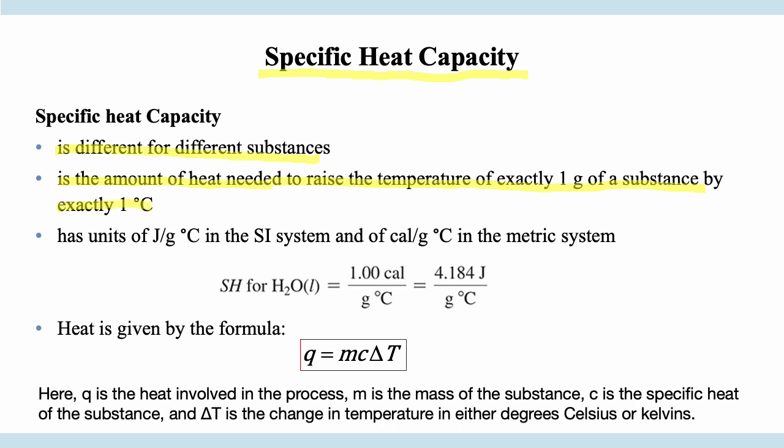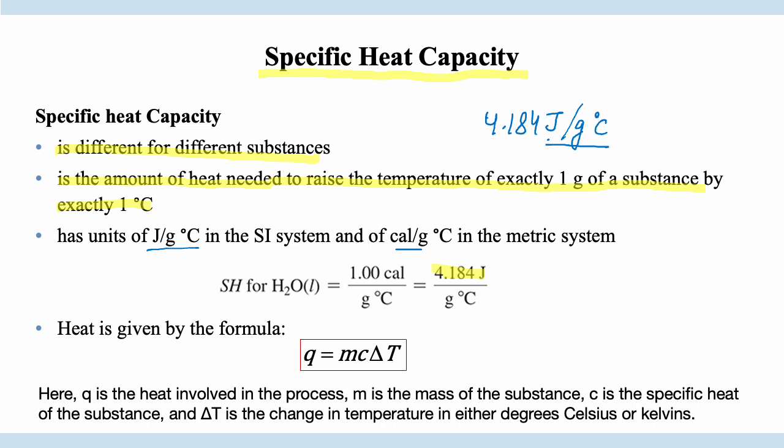For example, if you look at water, in order to increase the temperature of 1 gram of water by 1 degree Celsius, the amount of heat that is needed is 4.184 joules, which means the specific heat capacity of water is 4.184 joules for every gram and every degree Celsius. So the unit that is commonly used is joules per gram degree Celsius. This is the SI unit.